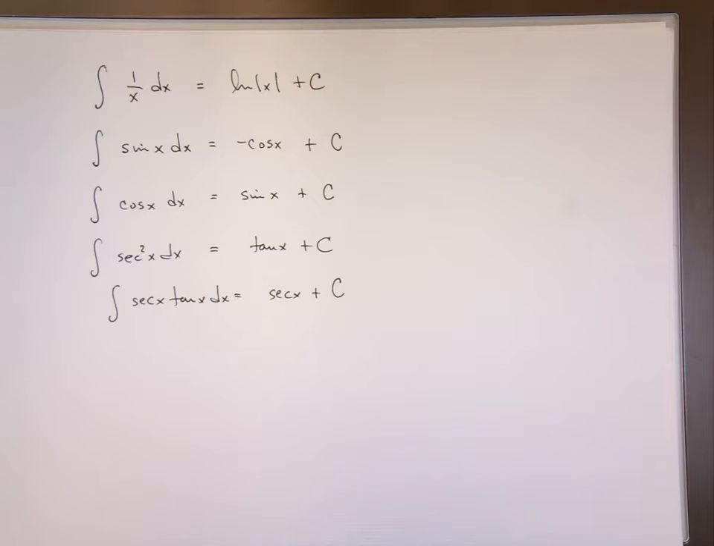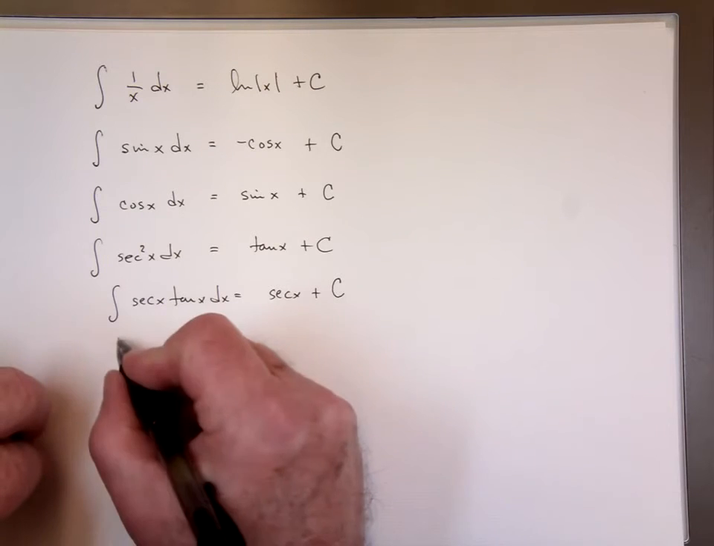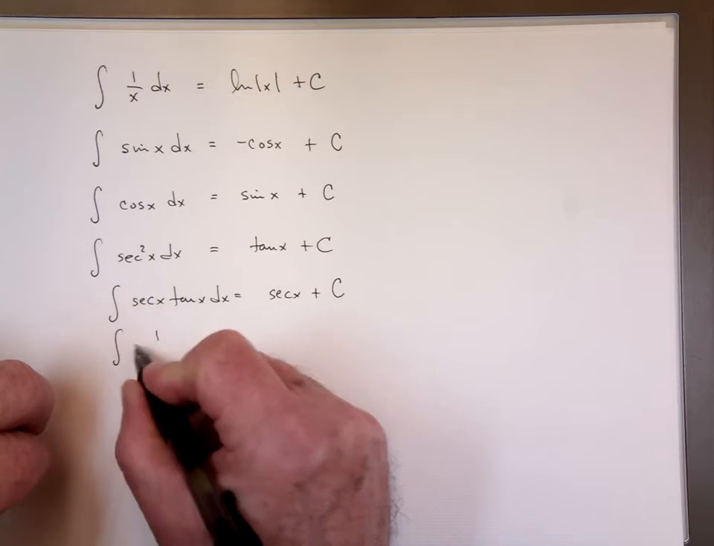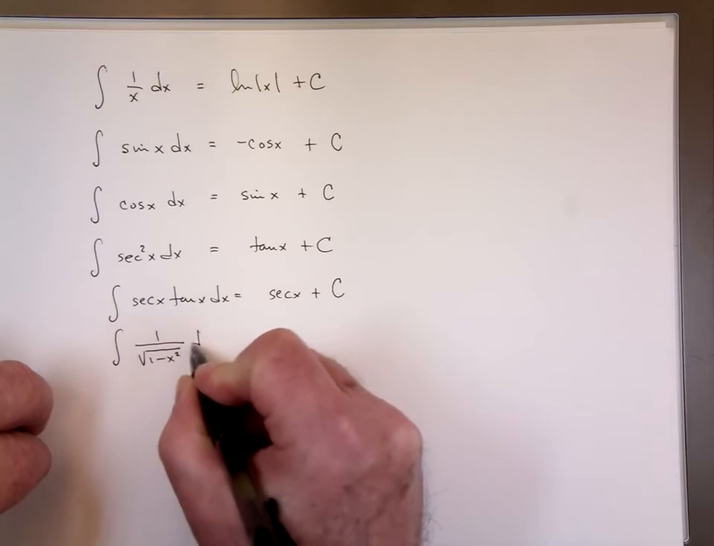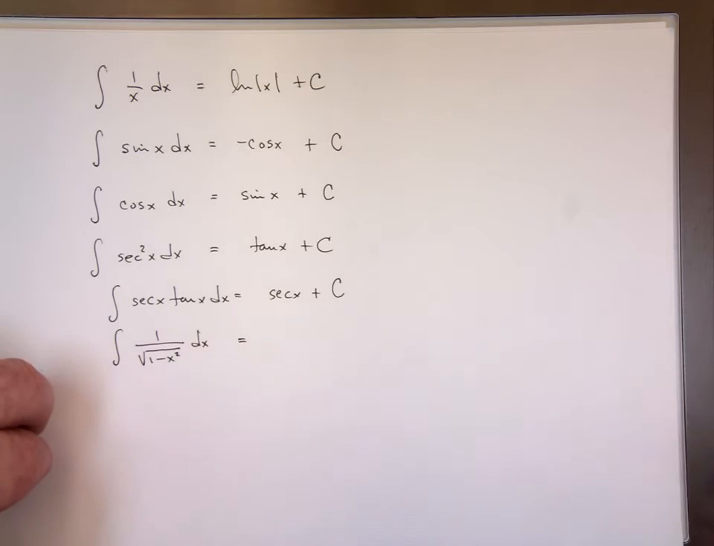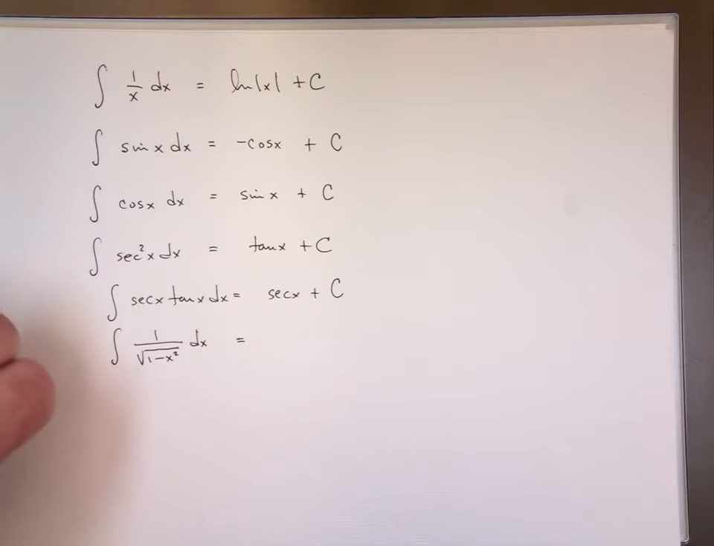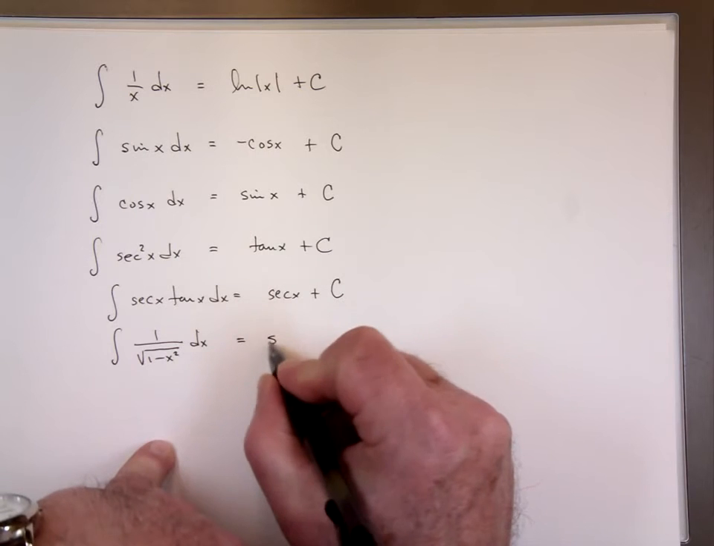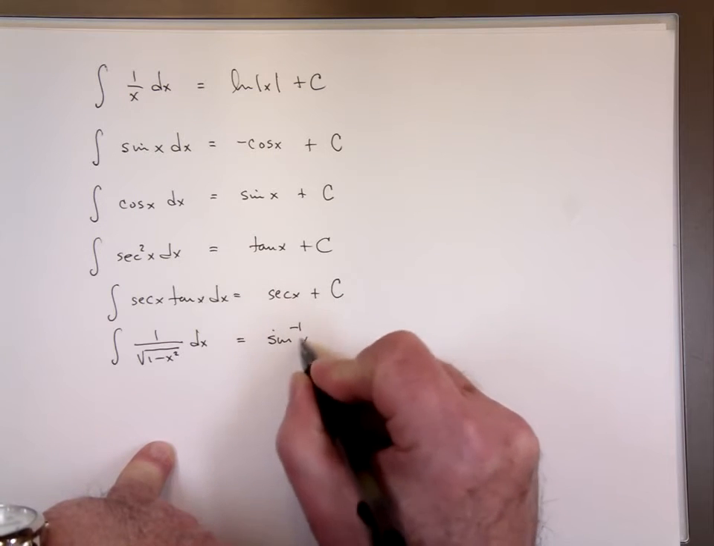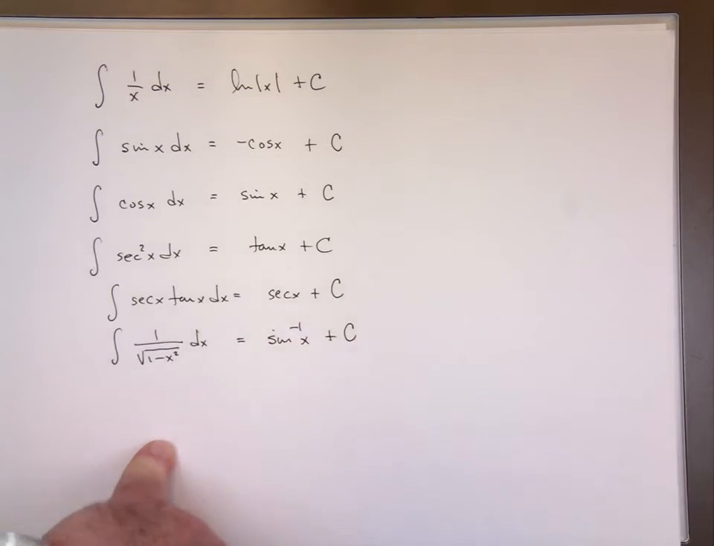Alrighty. All right, let's see what else we have. What about this one? What's the antiderivative or integral of 1 over the square root of 1 minus x squared? Inverse sine. Arc sine. Okay. It's an arc sine form.